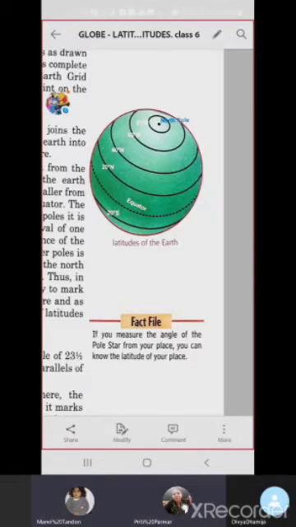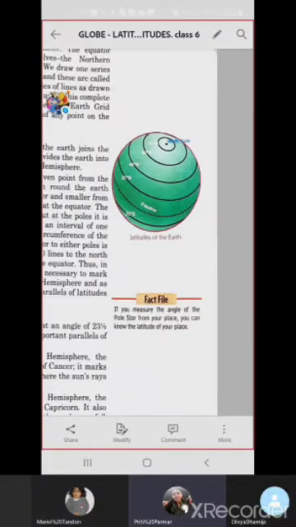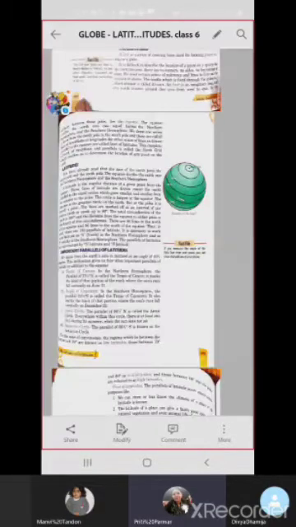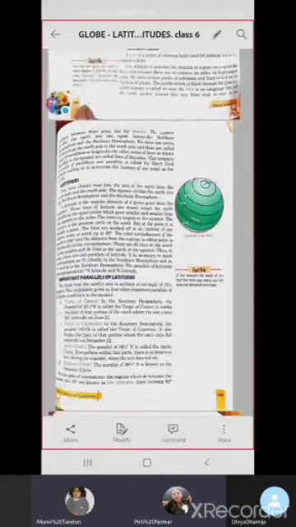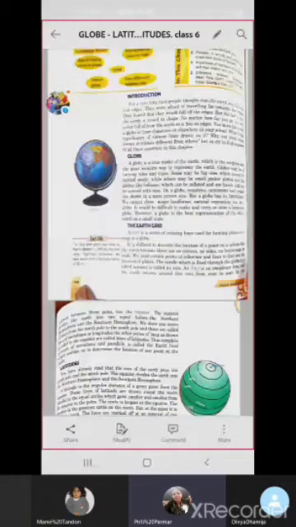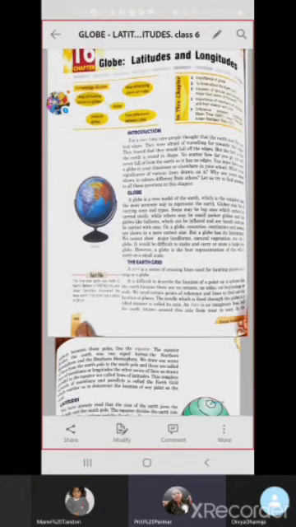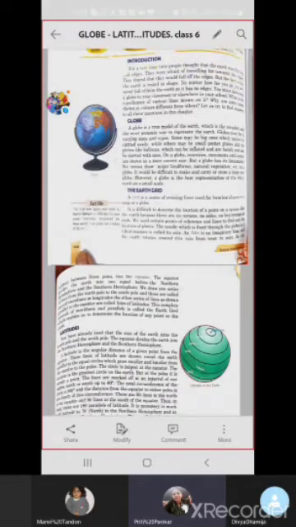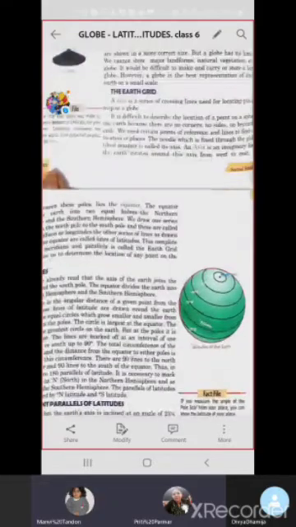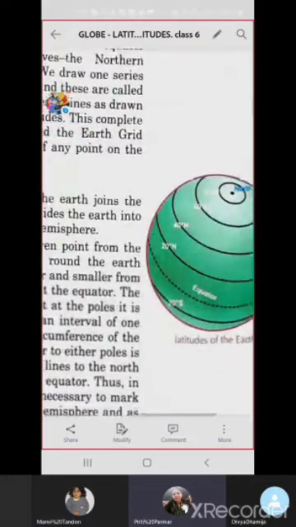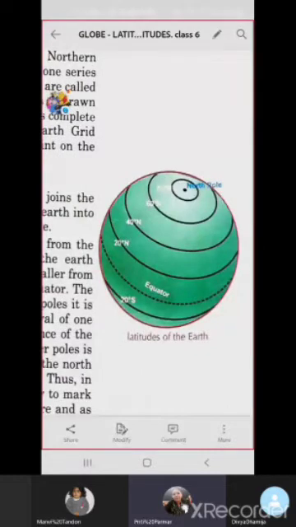Yes, ma'am. Okay. So then they talk of the importance of latitudes and longitudes. They talk of the other names given to it, like the latitudes. They are also known as parallels, since the lines are running parallel. You can see here the lines are running parallel to each other. Then longitudes are also called meridians.